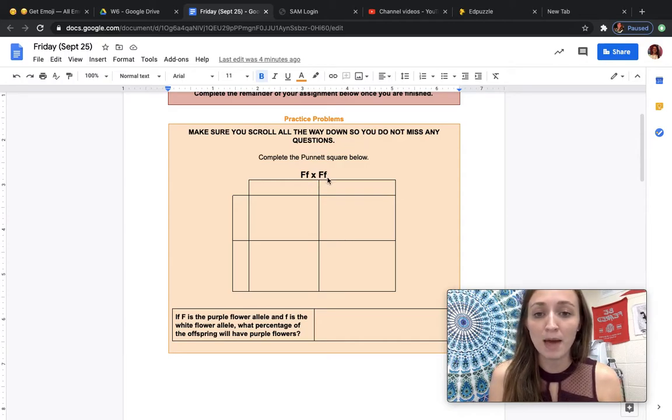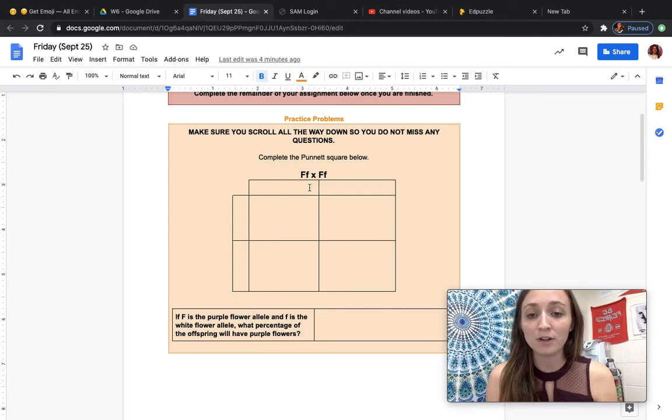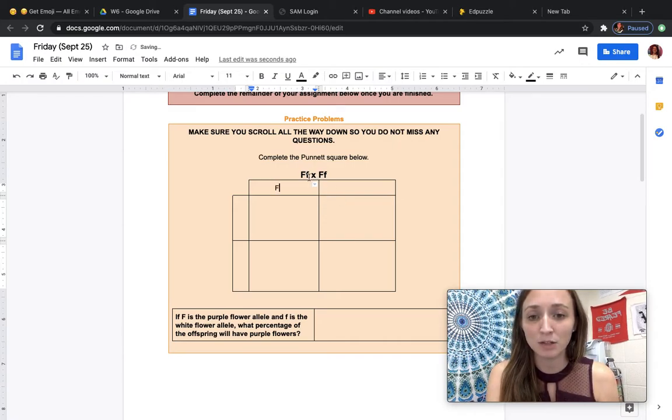Here are our two parents. We are crossing a heterozygous with a heterozygous. So in the first box, we're going to put that first allele of the first parent. So we'll put a capital F. And in the second box, we have a little f. So we'll put the little f. Okay. Second parent goes on the left, so the first allele is a capital F, or a dominant allele, and the second one is a lowercase or recessive allele.